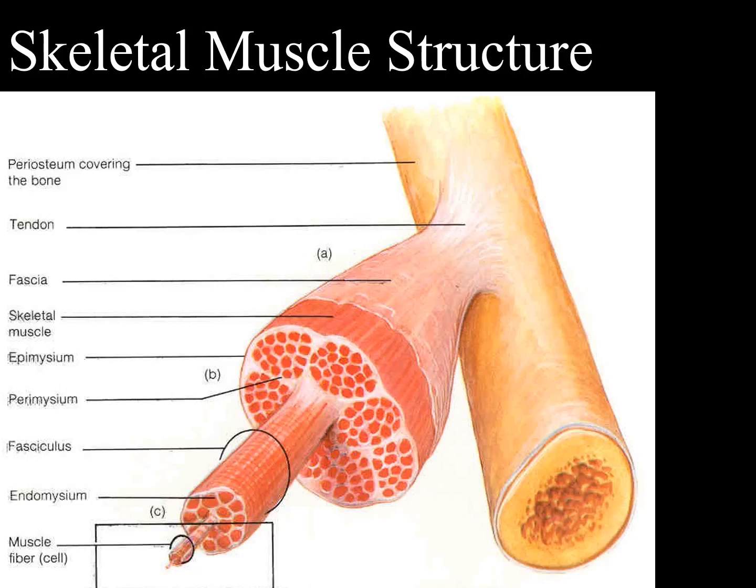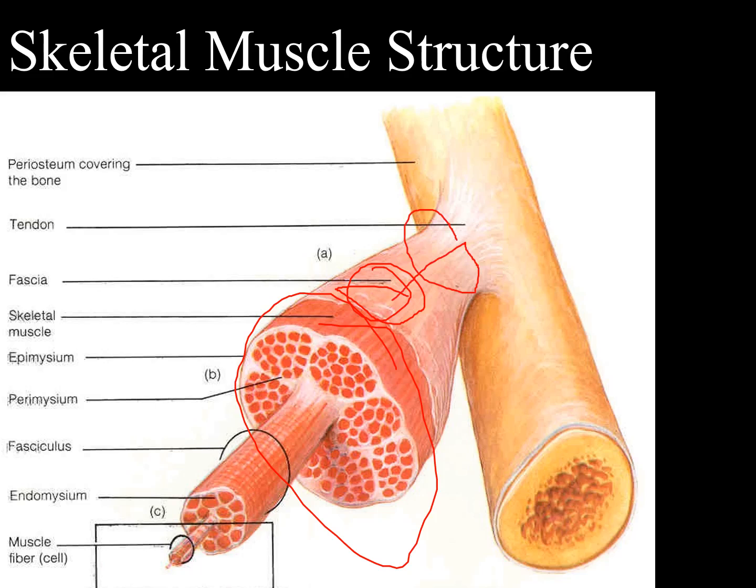Let's zoom in a bit on muscle structure now. So you've got a whole muscle here. The muscle is surrounded by a connective tissue called fascia, which is kind of translucent. That's this material that you see back here. That fascia is actually continuous with the tendon. That tendon is very tough connective tissue that connects the muscle to a bone.